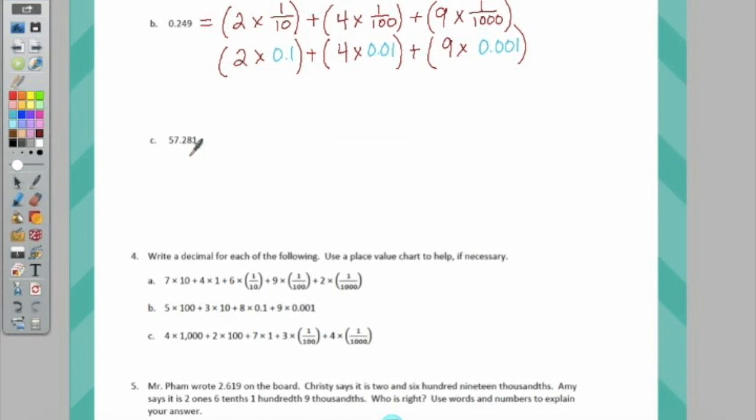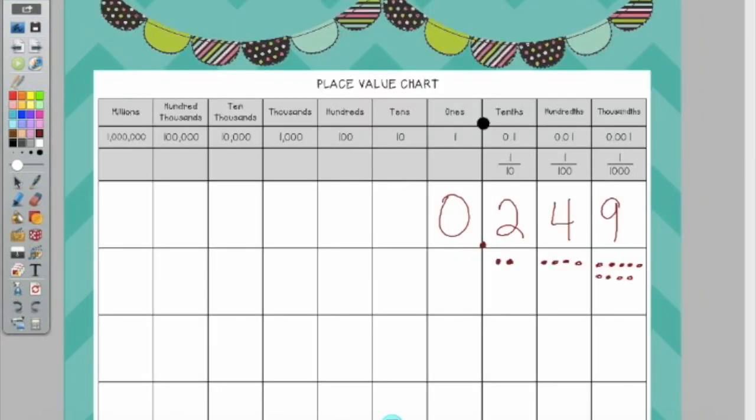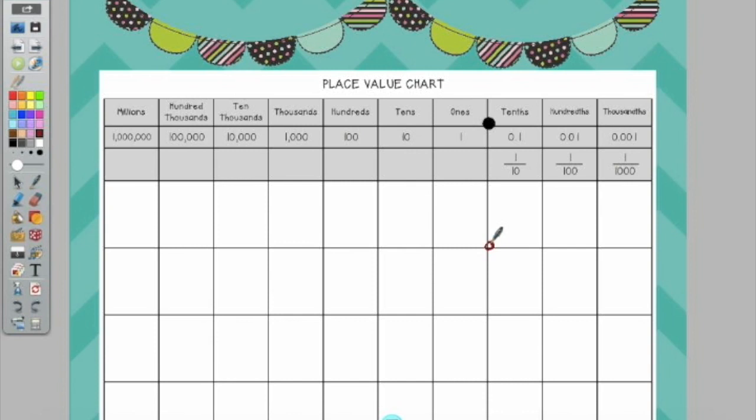Okay, so on this one, we're going to put it on the place value chart. 57 and 281 thousandths. So what goes before the decimal? 57. And then 281 thousandths. Good. And if I had the dots, I would do 5 copies of what number? 10. Look at the place value chart. 5 copies of 10. And 7 copies of 1.